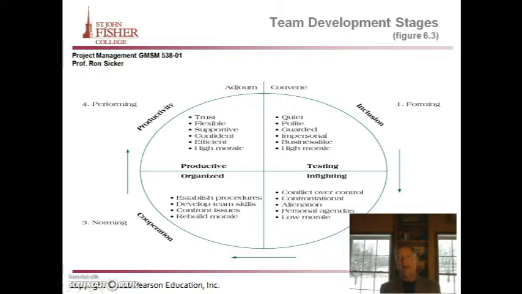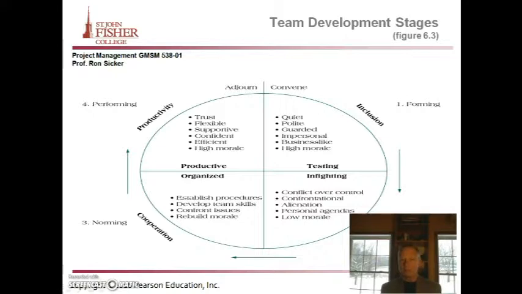At this point in time, there's heavy-duty, dysfunctional conflict. Now, not so much maybe in the project teams, but outside of the project teams, people are trying to liaison with one another, etc. There's alienation. There's personal agendas, etc. Very low morale.